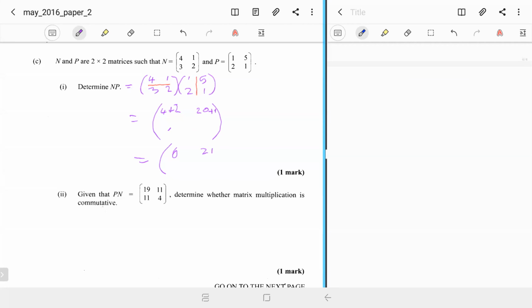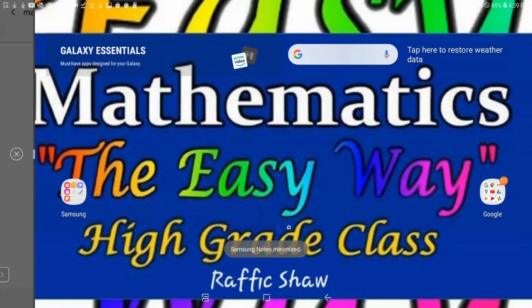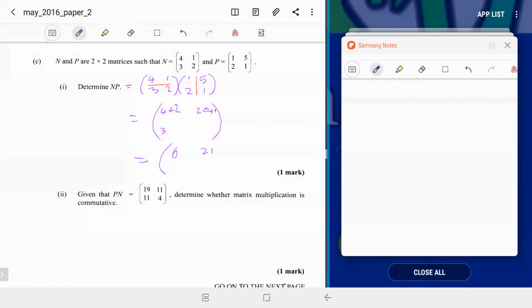Then the element down here is in the second row, first column. So we use this second row with this first column. So it's 3 times 1 and 2 times 2. First element by first element, second element by second element. 3 times 1 is 3, 2 times 2 is 4. So that value becomes 7.